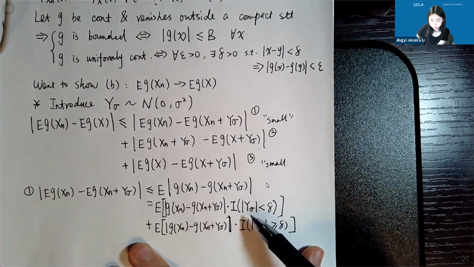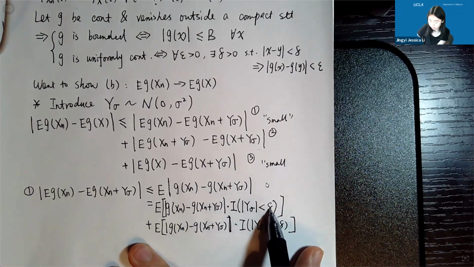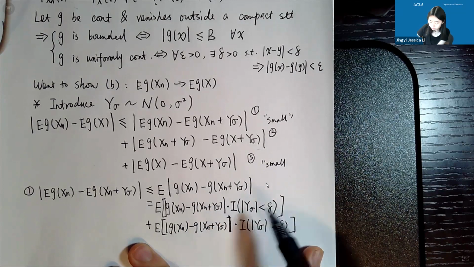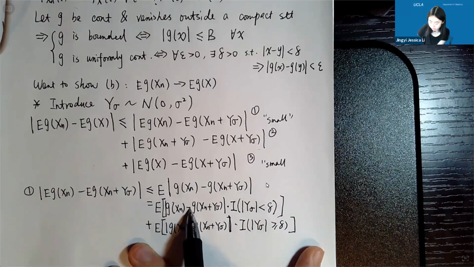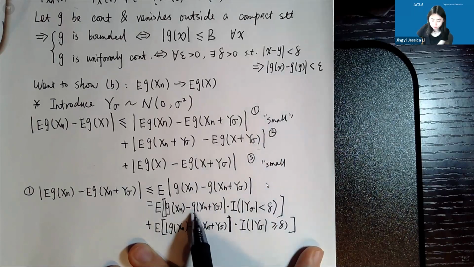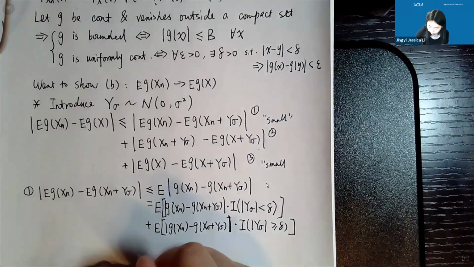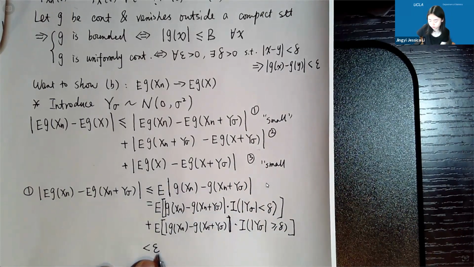Okay, for the first part, you see what we can say. The first part is regarding when Y sigma is in the small delta neighborhood of 0. So basically here, these two terms only differ by delta. Then by uniform continuity, the G terms differ by epsilon. Here is the absolute value, so it is less than epsilon. So the first term is less than epsilon, and that's it. This is what I've bound for the first term.